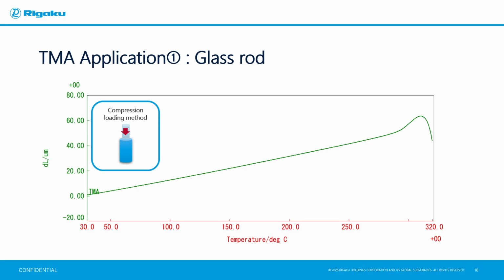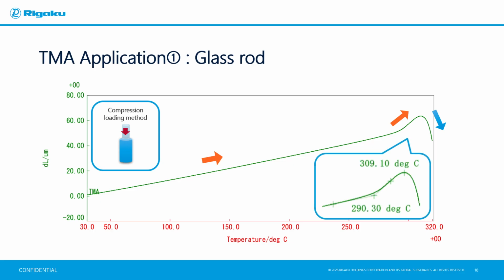First, we will present a case study of glass measurement taken using the compression loading method. When the solid glass sample was heated from 25 degrees Celsius, an upward change was observed, indicating that expansion occurred. Further heating reveals a rapid increase in the expansion rate beyond a certain temperature, and with further heating, a downward change, shrinkage, was observed. The extrapolated temperature, representing the temperature at which the expansion rate changes, was analyzed to be 290 degrees Celsius. The softening temperature at which expansion turns to shrinkage was 309 degrees Celsius.